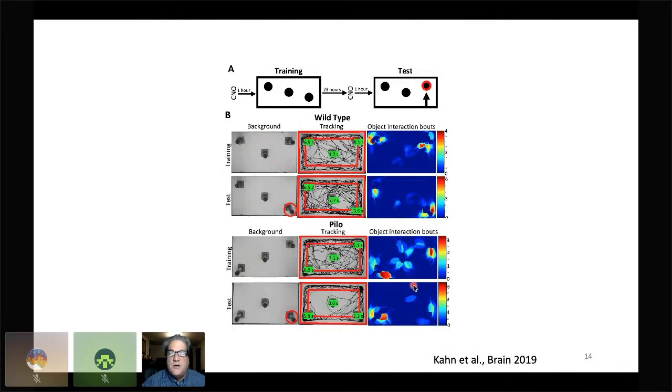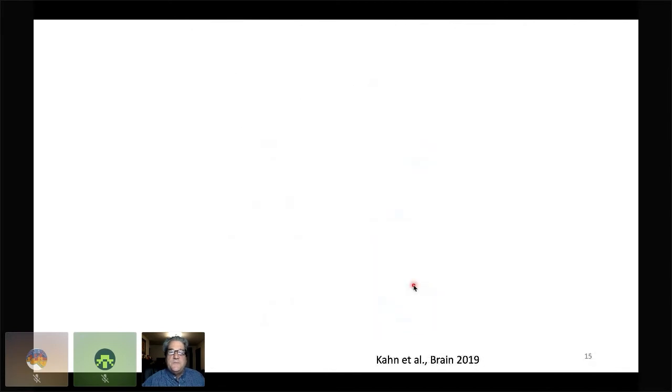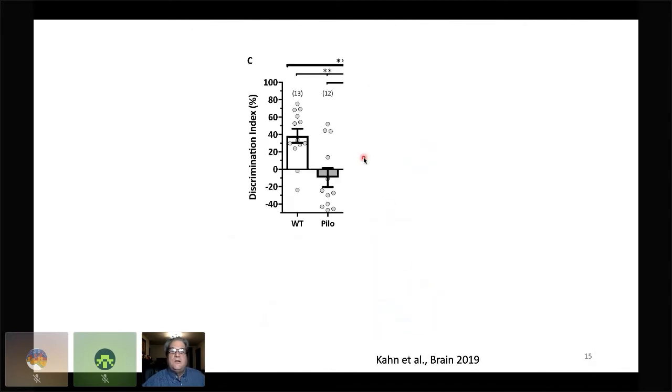So the pilocarpine mice seem to have a specific deficit in this pattern separation task. And so that's shown here in a graph of the data. And here in a wild type mouse, the discrimination index indicates that it spends much more of its time investigating the moved object than it does the remaining objects. In contrast, the pilocarpine mouse, the epileptic mouse, doesn't attend to the moved object at all. And so it shows a very specific deficit in this pattern separation task.